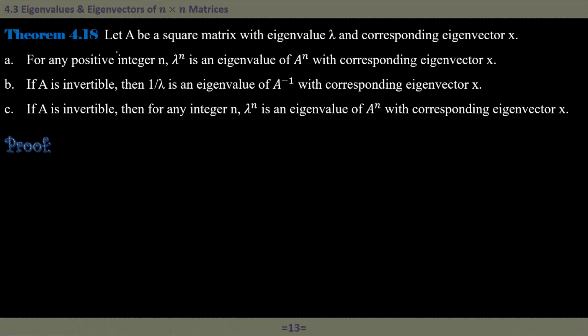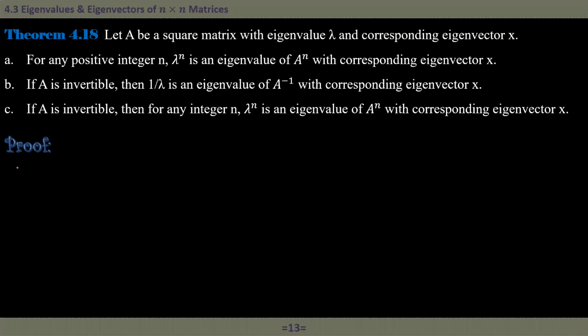This theorem states that if A is a square matrix with eigenvalue lambda and corresponding eigenvector x, then for any positive integer n, lambda to the power of n is an eigenvalue of A to the power of n with corresponding eigenvector x. The second fact is that if A is invertible, then 1 over lambda is an eigenvalue of A inverse with corresponding eigenvector x. The third one is if A is invertible, then for any integer n, lambda to the power of n is an eigenvalue of A to the power of n with corresponding eigenvector x.